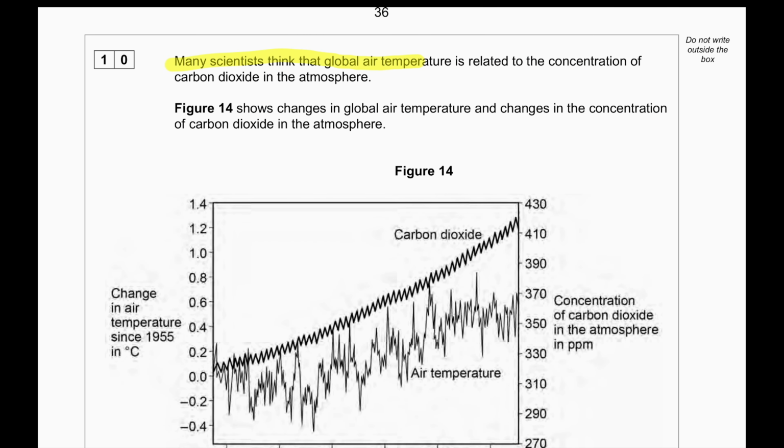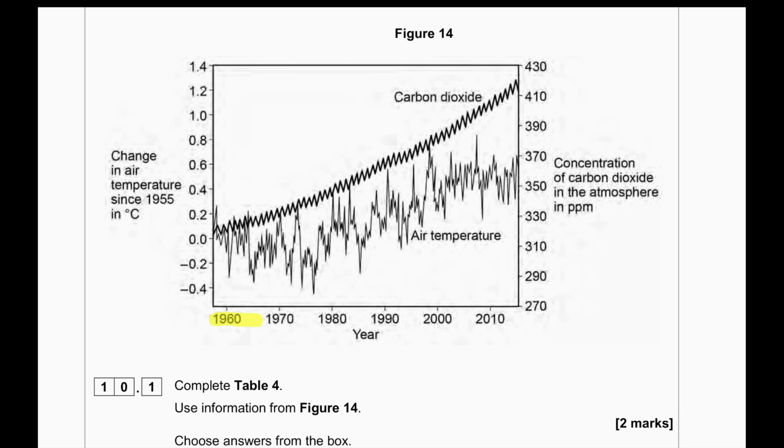Many scientists think that the global air temperature is related to the concentration of carbon dioxide in the atmosphere. Figure 14 shows changes in global air temperature and changes in the concentration of carbon dioxide in the atmosphere. We can see from the 1960s to 2010, carbon dioxide concentration, even though it increased and decreased, steadily kept on increasing until it reached, we can say, 420 parts per million.